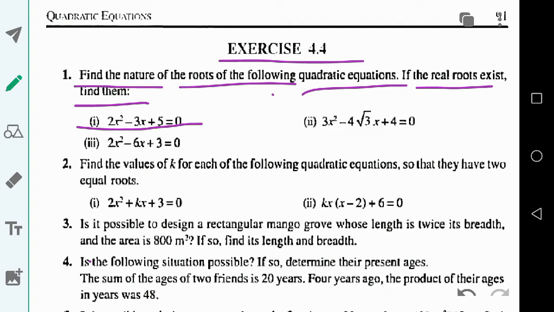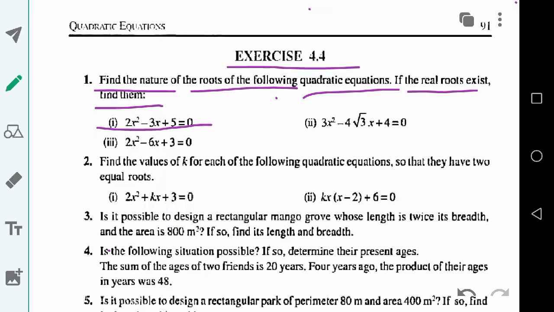First we need to determine the nature of the roots. Nature of the roots means whether they are real or imaginary, that means not real, or whether they are equal or unequal. So let me show you the first one.